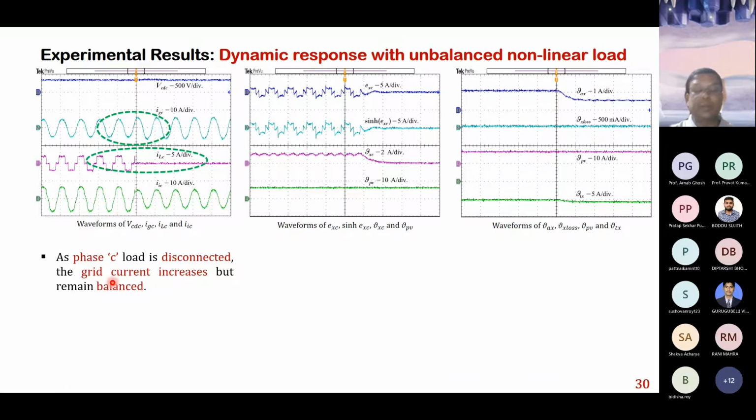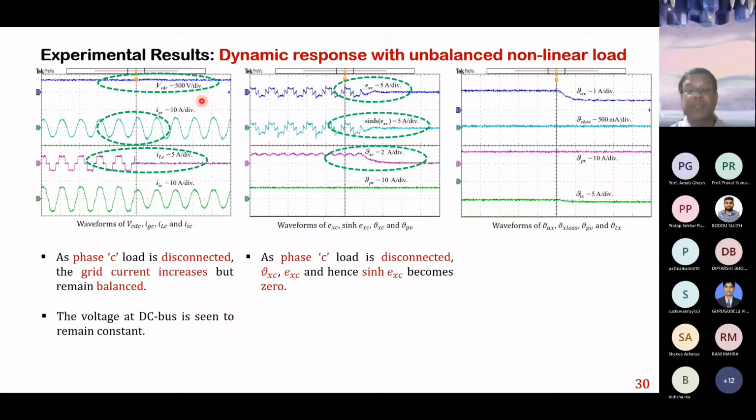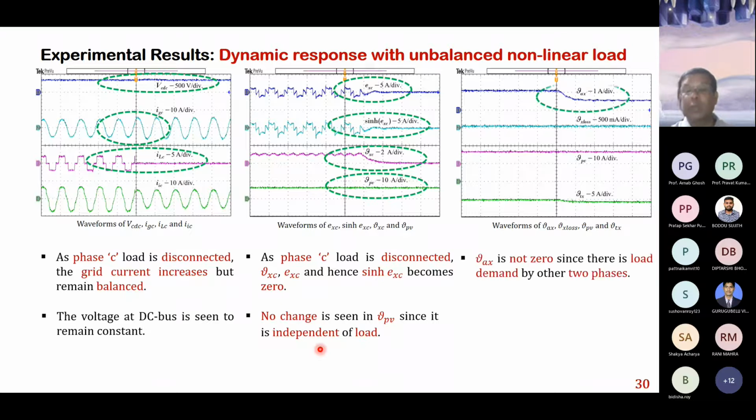And C phase load is disconnected. Therefore the grid current increases but remains balanced. This is the grid current. And the voltage at the DC bus is seen to remain constant. And you could see that as phase C load is disconnected, the VXC, EXC, and hence sine hyperbolic XC become 0. And there is no change in VPV since it is independent of the load. So Vx is not 0 since there is load demand by the other two phases.